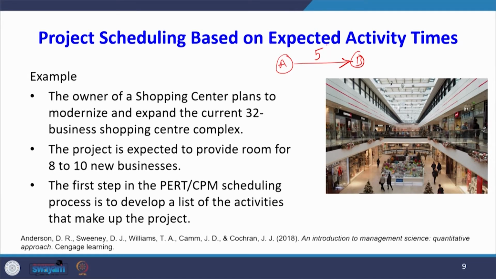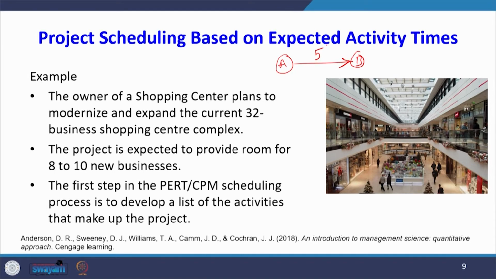The owner of a shopping center plans to modernize and expand the current 32 business shopping center complex. The project is expected to provide room for 8 to 10 new businesses. The first step in the PERT/CPM scheduling process is to develop a list of activities that make up the project.